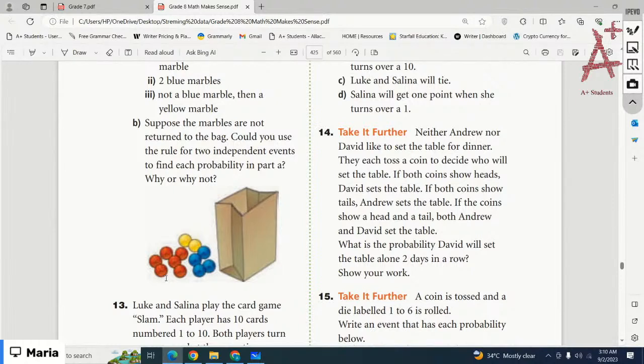Okay, suppose the marbles are not returned back to the bag. That means the events are dependent and they are not independent. So could you use the rule of two independent events? No, you cannot, because if you are not putting the marbles back, those would be dependent events. You have to then use the rules for dependent events.